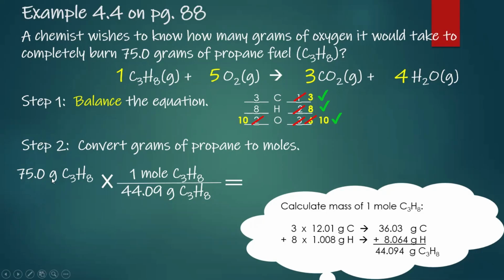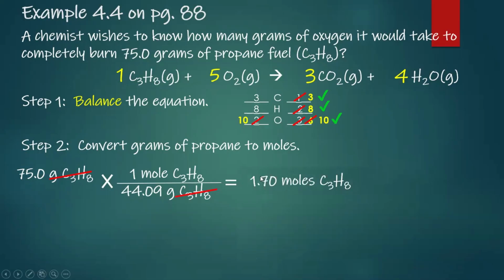So 75 grams divided by 44.09, our grams are going to cancel out, and it gives us 1.70 moles of propane. So we know how many moles. Now we know how many moles of propane that we've got reacting.